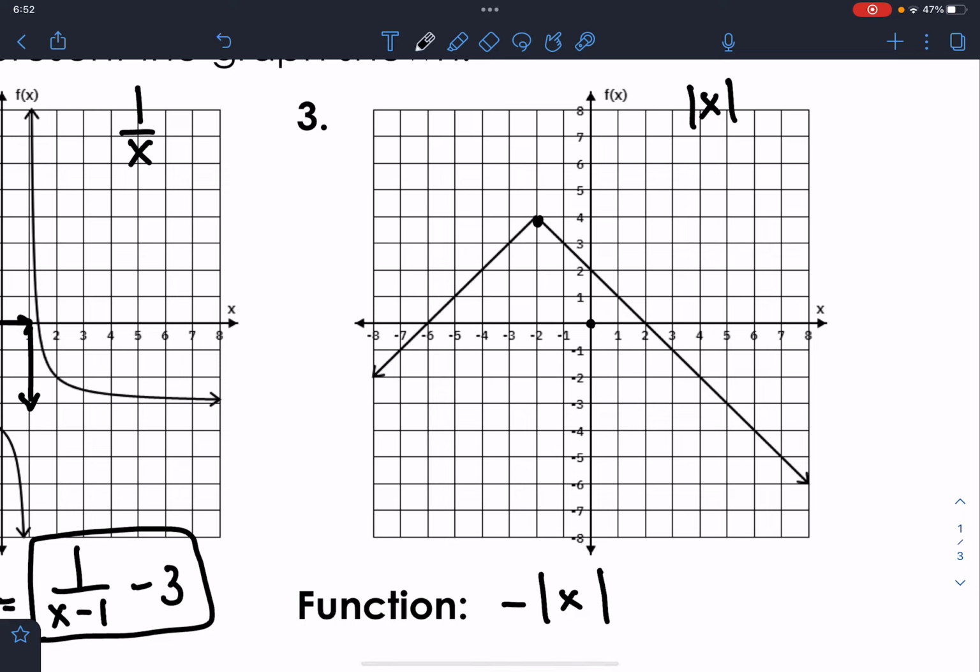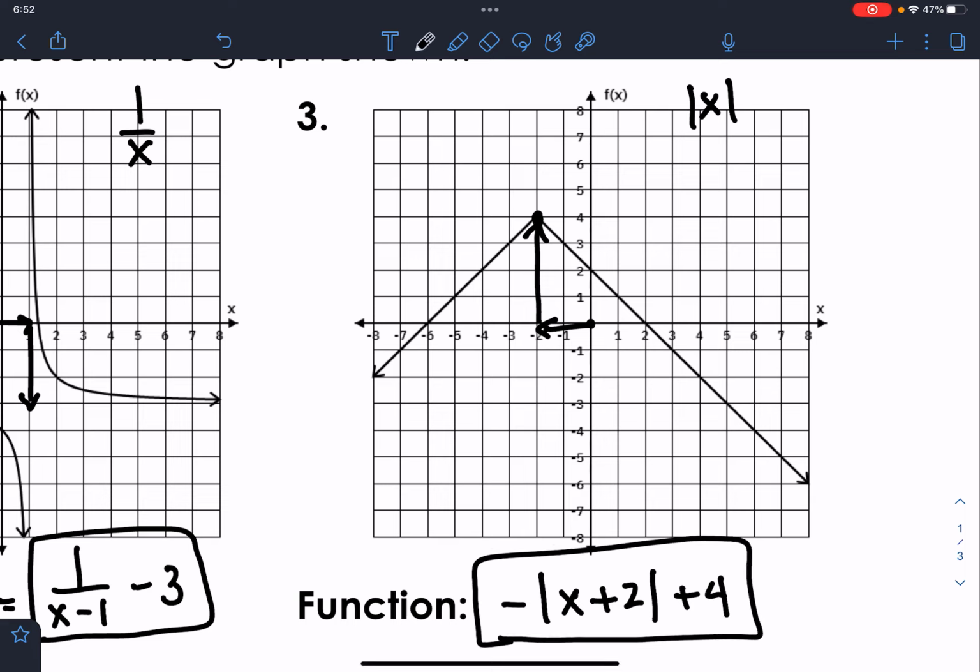This vertex is shifted from the point 0, 0, the origin, 2 units to the right and 4 units up. So to shift it to the right by 2 units, we're going to subtract 2 inside, and to shift it up 4 units, we're going to add 4. So this would be, again, our function rule. Well, of course, f of x is equal to this.